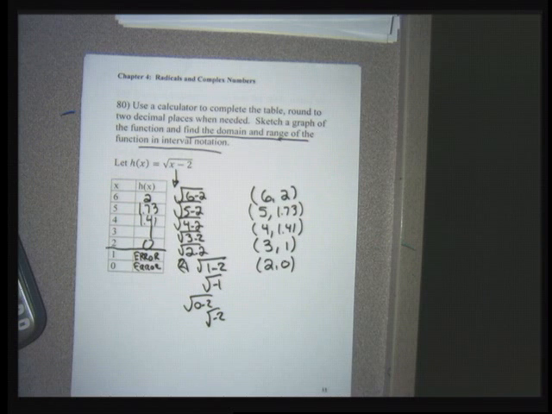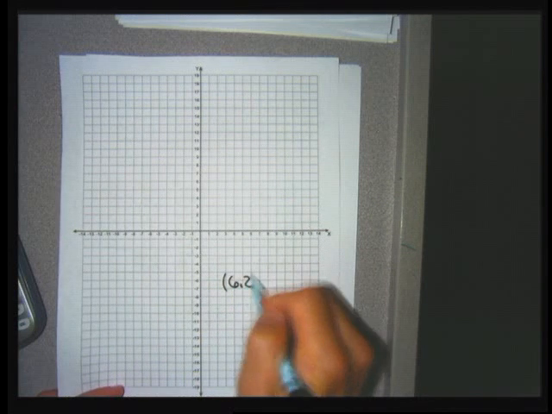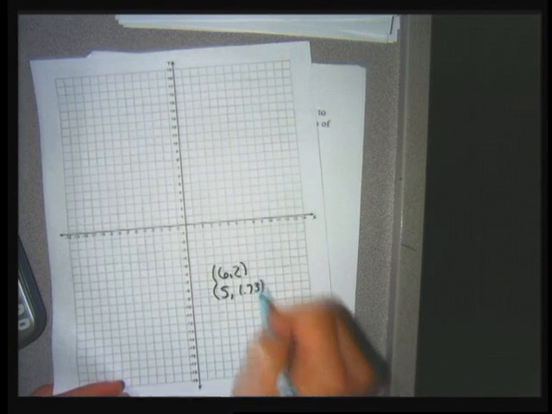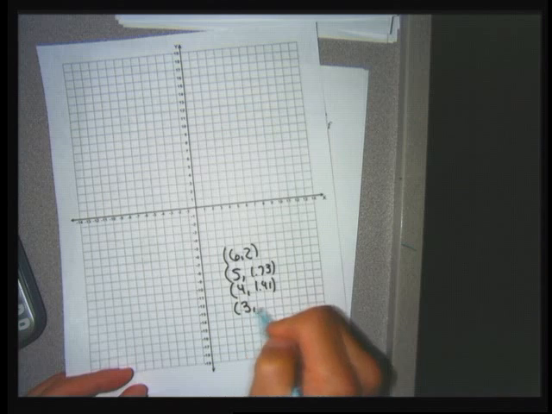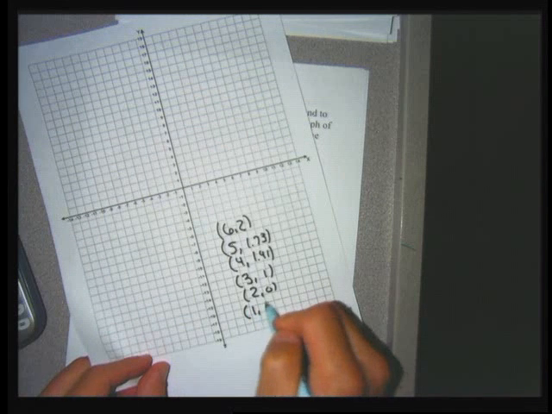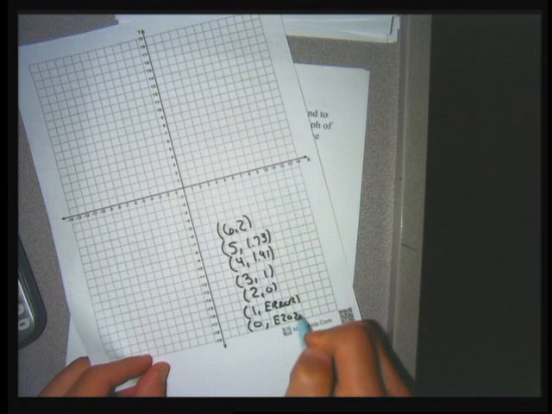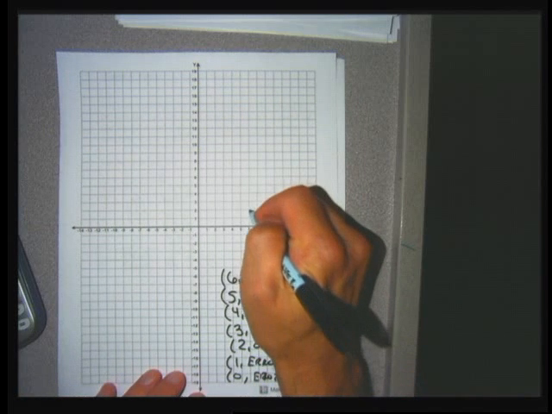So now I'm going to break out my graph paper, and I'm going to plot the points 6, 2, 5 and 1.73, 4 and 1.41, 3 and 1, 2 and 0. The other points were 1 in error, so that won't be graphed, and 0 in error. That won't be graphed either. So the best I can, I'm going to plot these points now. So on my grid, 6, 2 is about here.